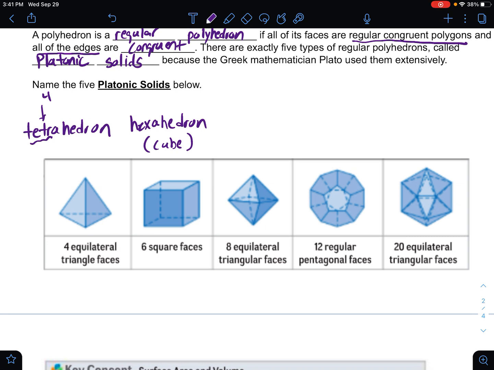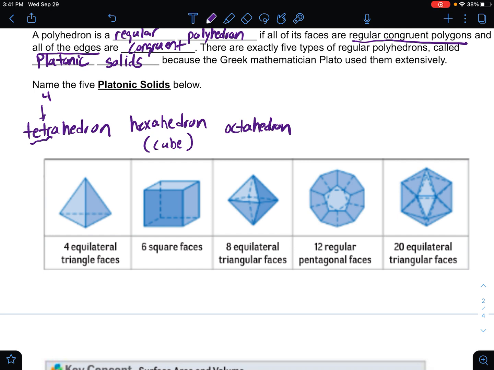All right, then they start to get a little bit more unique. The next one, notice it's made up of 8 triangles that kind of come together, and it's kind of like 2 pyramids stacked on top of each other. If you count the number of faces, there are 8. And so it's called an octahedron. Octa means 8.